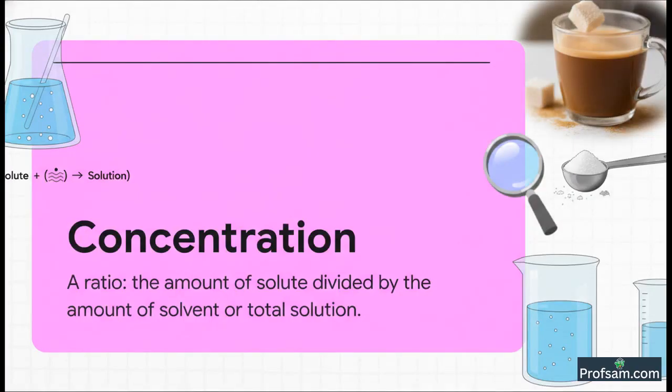At the most simple level, concentration is just a ratio. It tells us how much solute, that is, the substance being dissolved, is present in a certain amount of the solvent, or in the total solution. It's a very simple idea, really, just the amount of stuff in a certain amount of space.